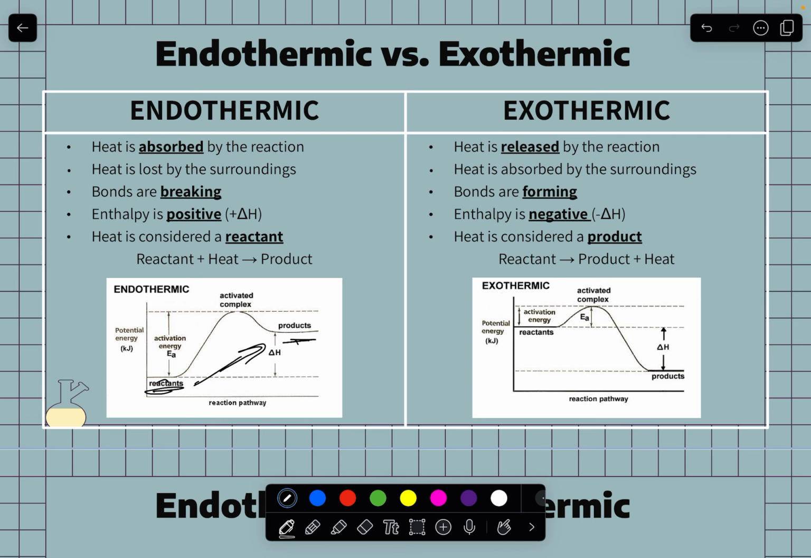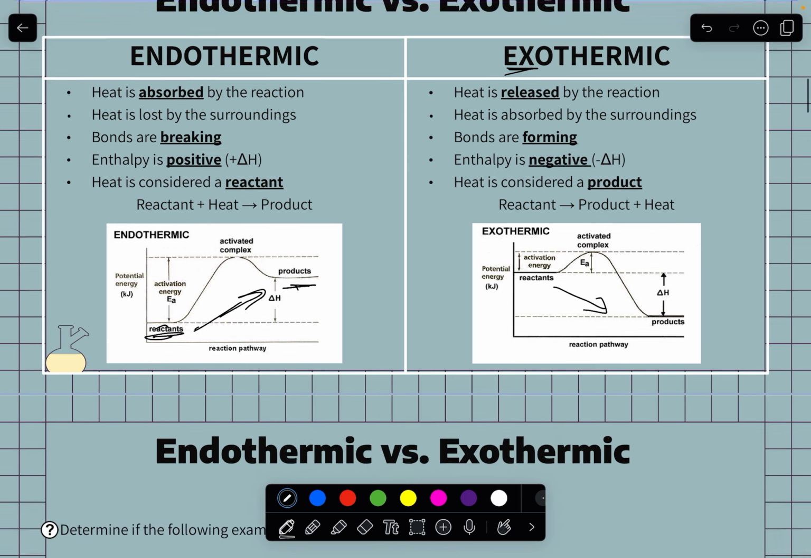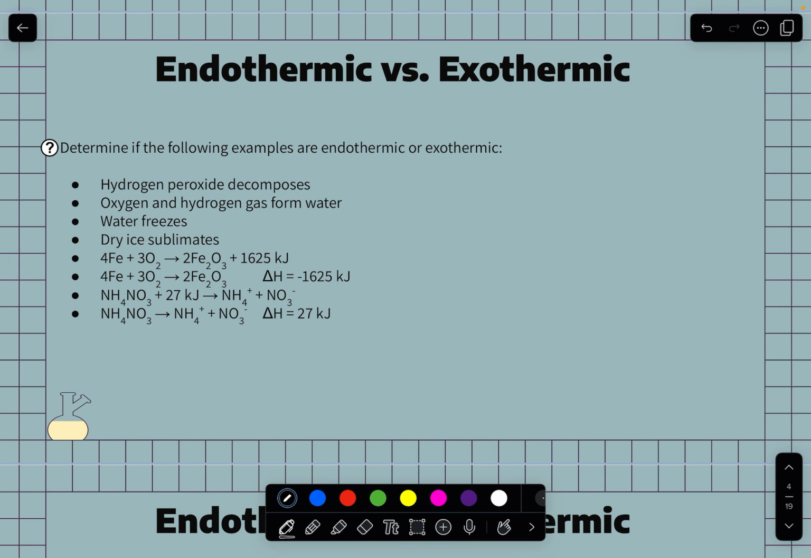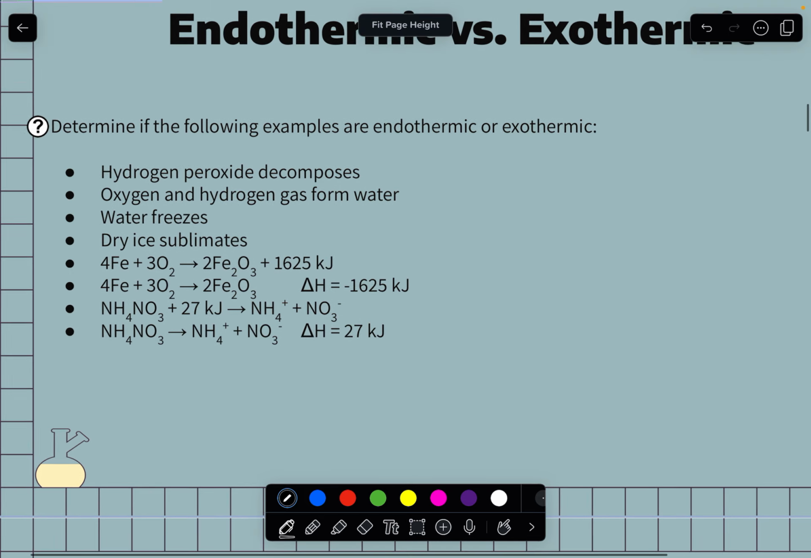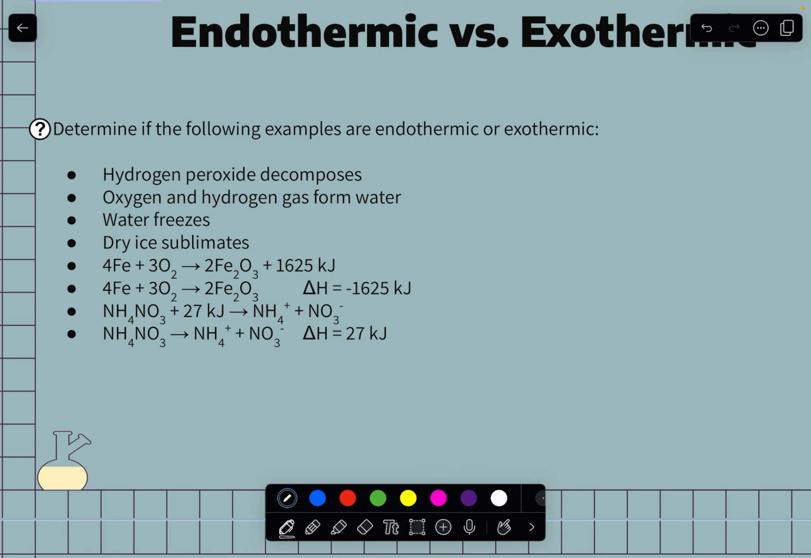For exothermic, it's all the opposites. Heat is released by the reaction. It is exiting. Okay, your bonds are forming. Enthalpy is negative because it's exiting. And your heat is a product, right? So the reaction is reactant equals products plus your heat. Okay, and remember if heat is exiting, your exothermic is going to have a downwards climb. All right? So what you should be able to do first is just look at different statements and tell me if they're endothermic or exothermic.